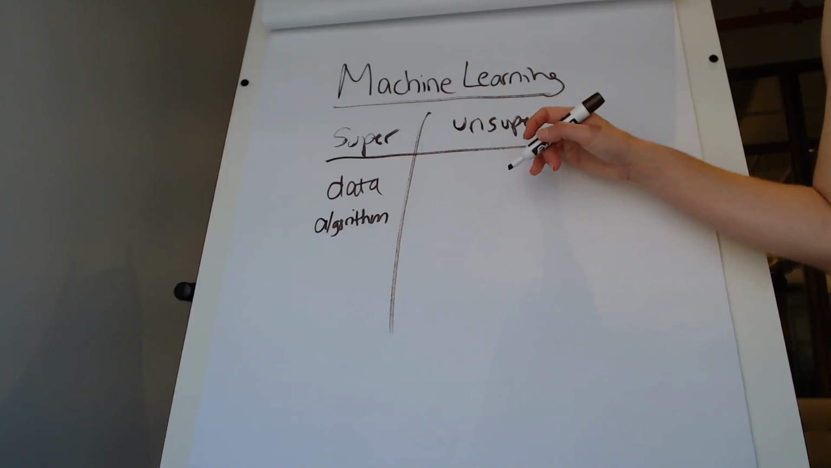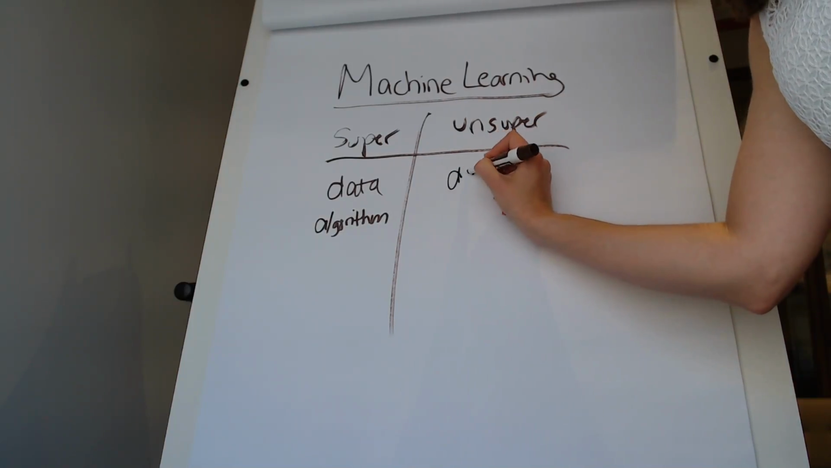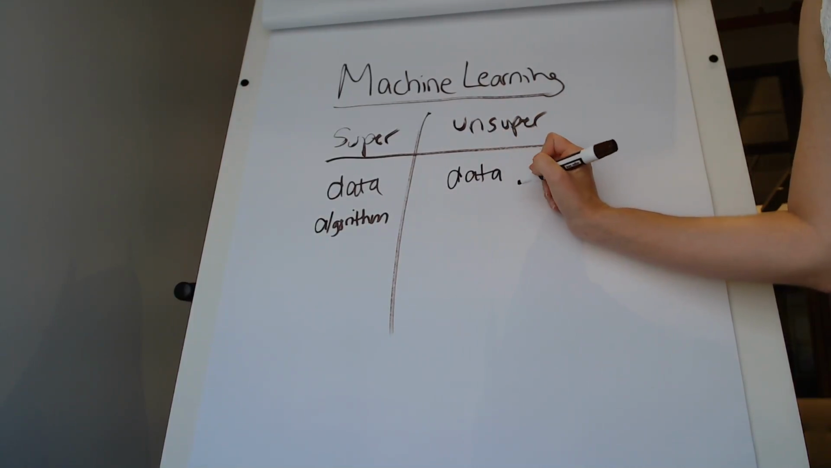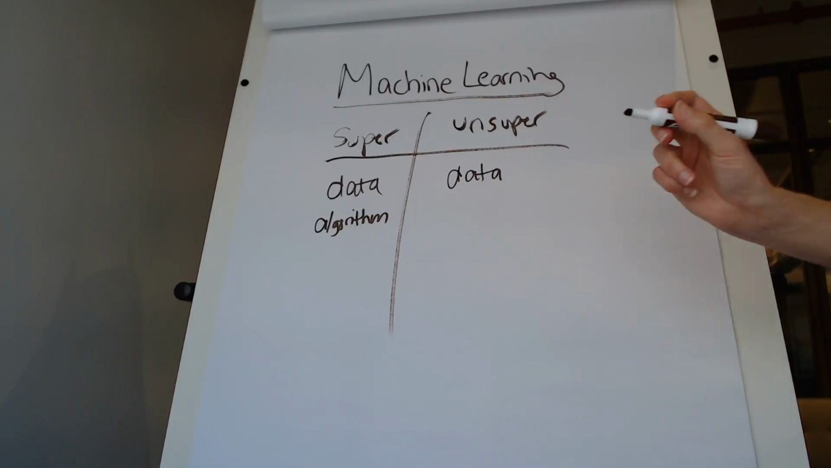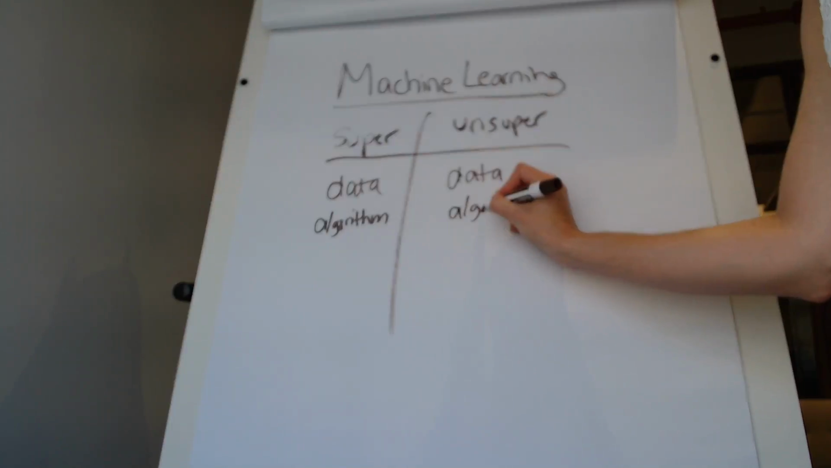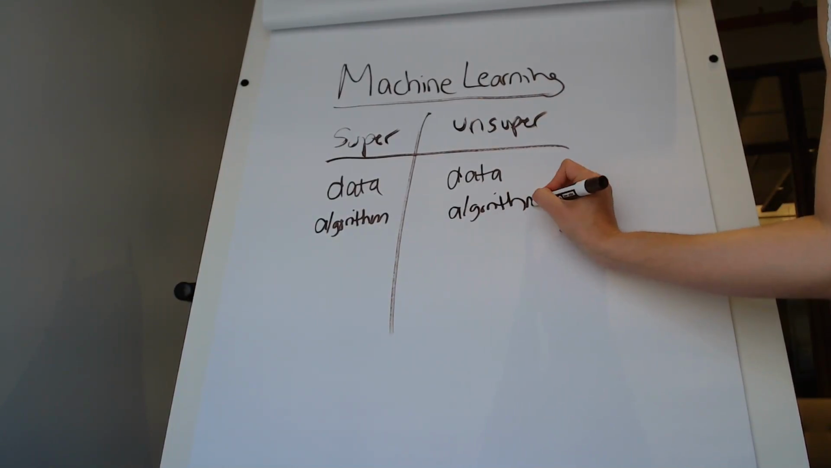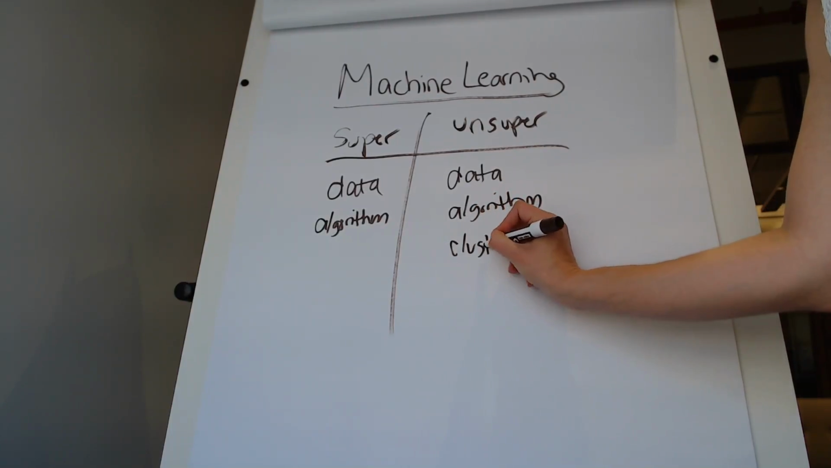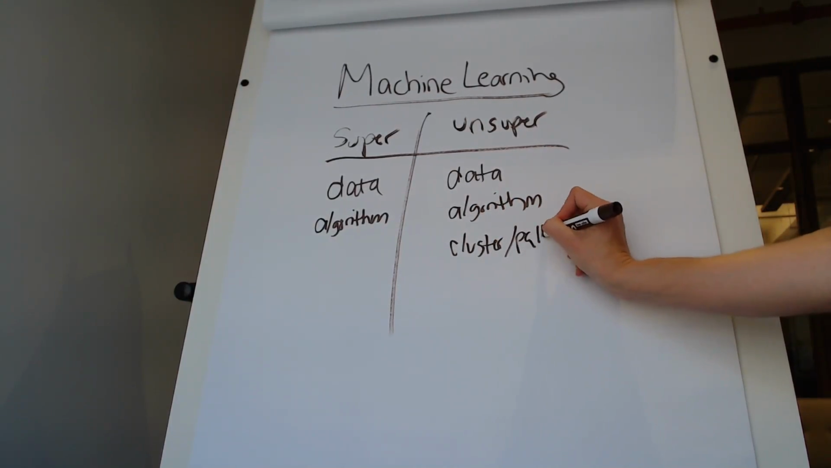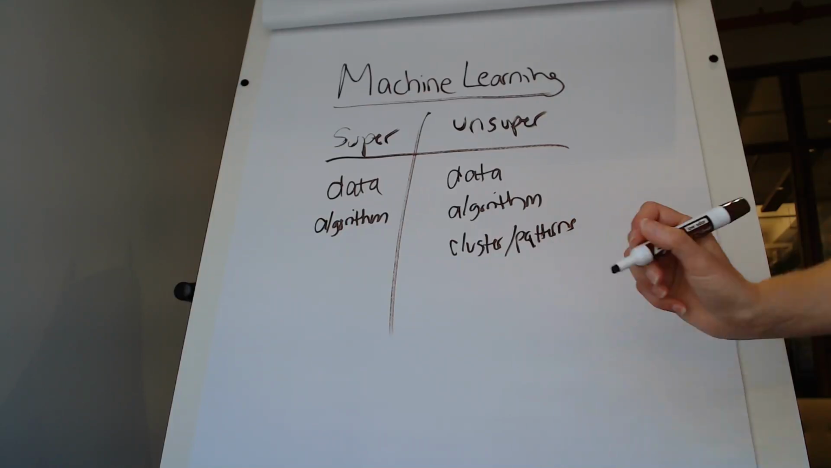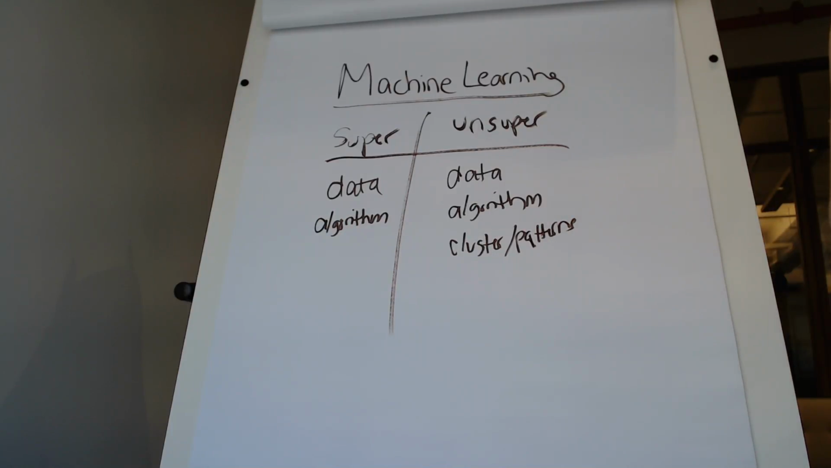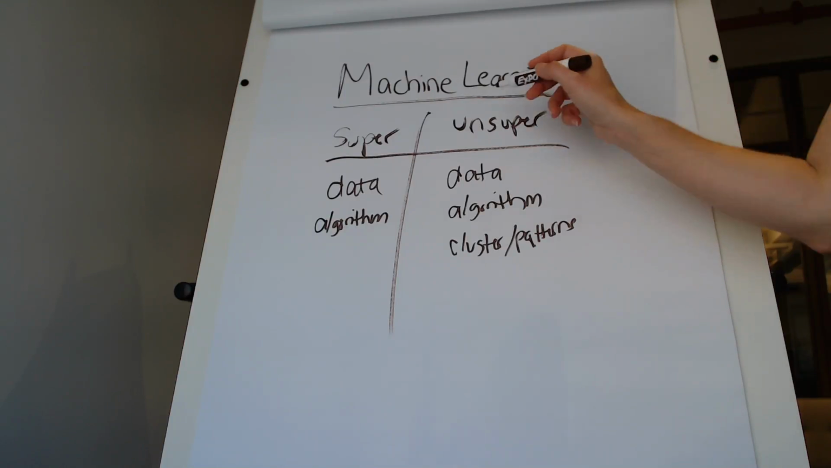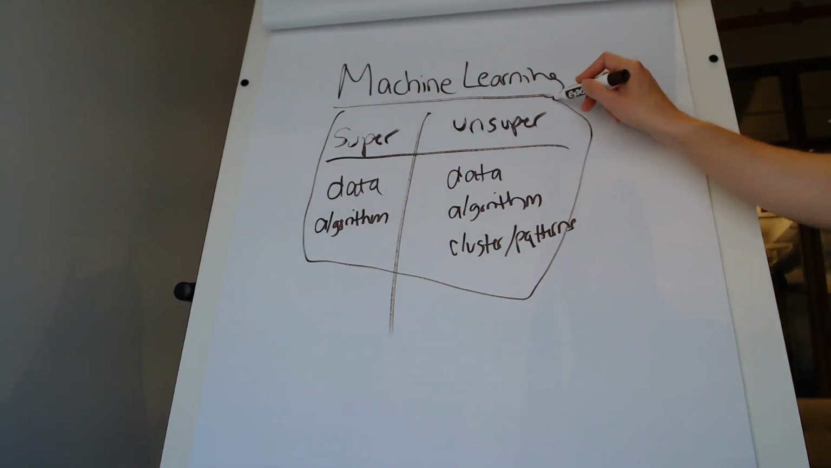In an unsupervised model, you still have a data set, but your algorithm is going to do something else. Your algorithm is going to look for clusters or patterns in the data where you're not necessarily guiding it. It's going to find those patterns and clusters and bring them to light for you so that you can then act on that. So there's definitely a space for both in machine learning.